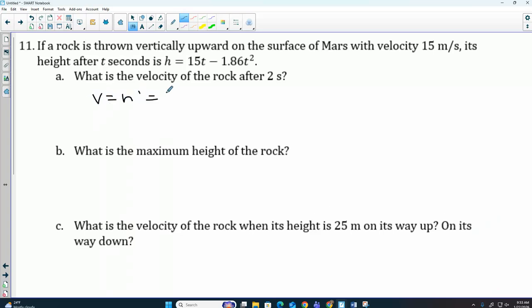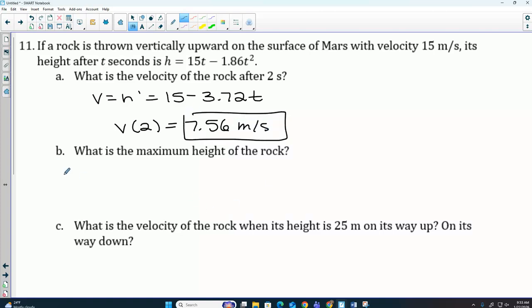Derivative. So that's 15 minus 3.72t, so then if you plug in your 2, you get 7.56. That would be meters per second. Part B, what's the maximum height? Think about your height. It went up and it came back down. How do you find this point?